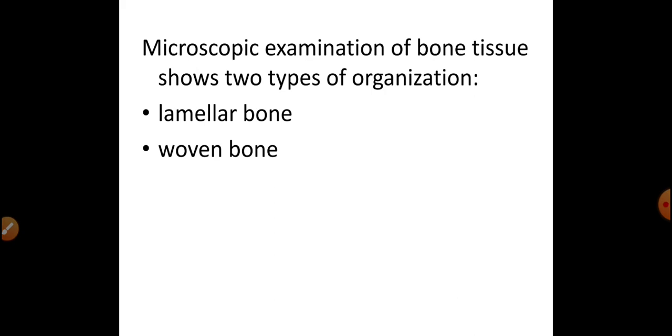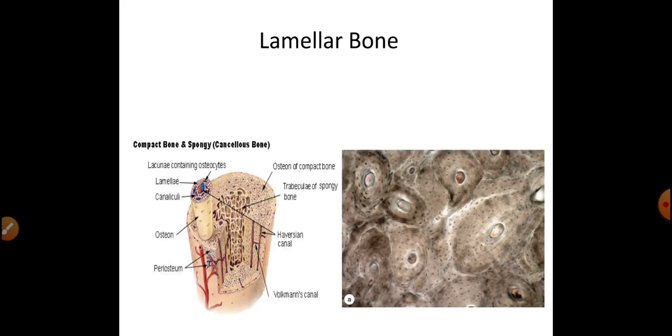While for the woven bone, the main difference between the lamellar bone and the woven bone is that the woven bone contains a low mineral concentration in addition to a high proportion of osteocytes, which means that the woven bone forms really quickly, but it has less strength than the lamellar bone.